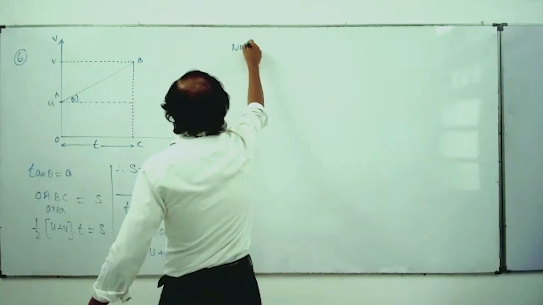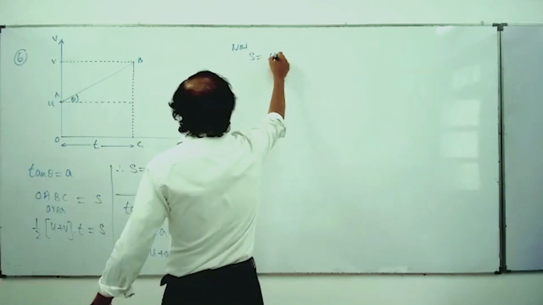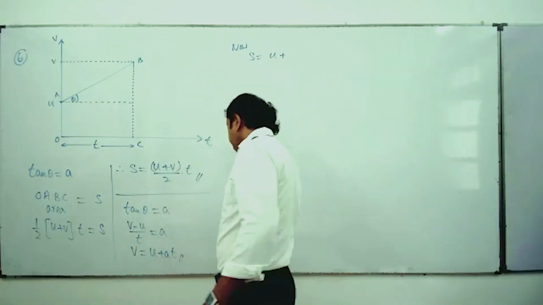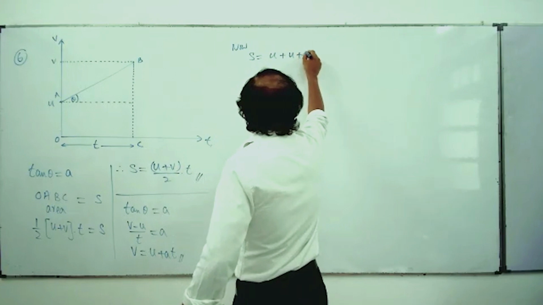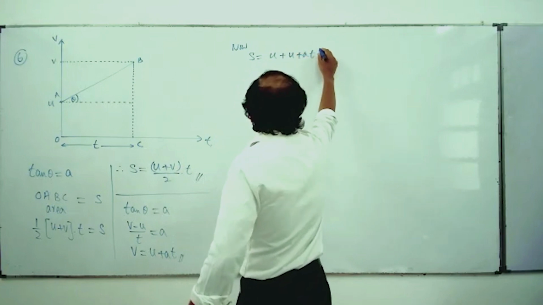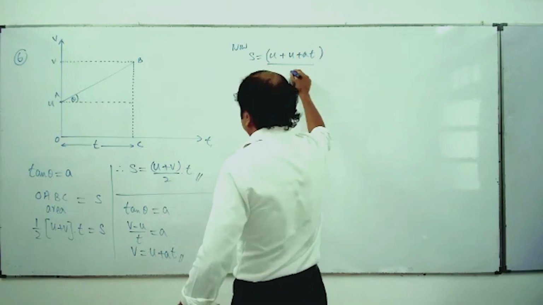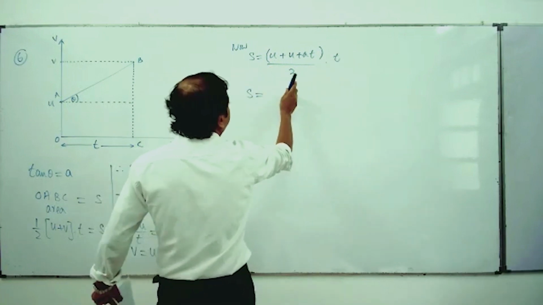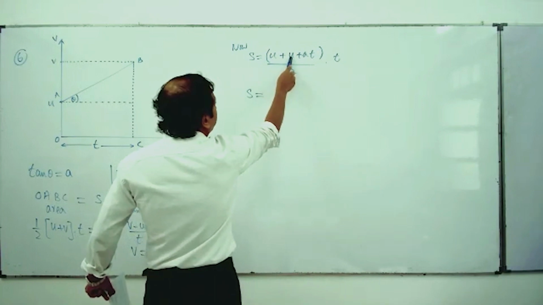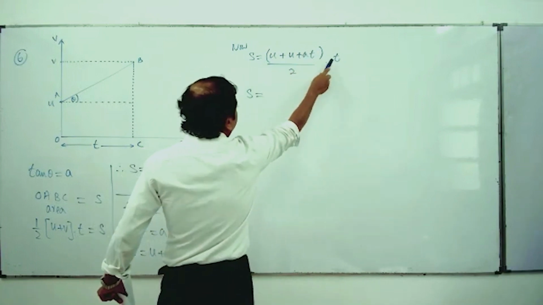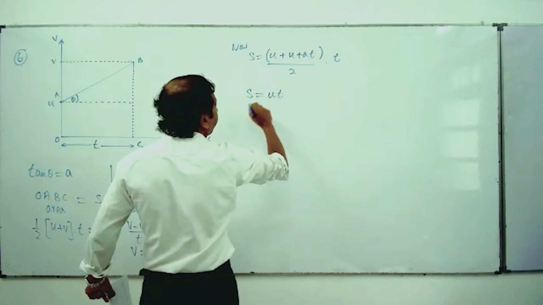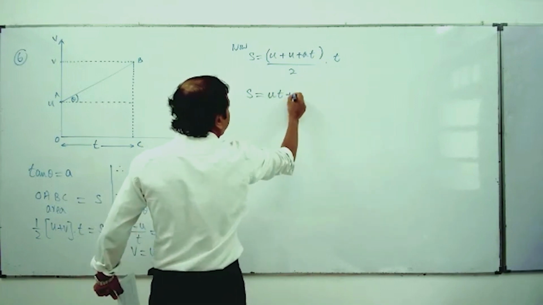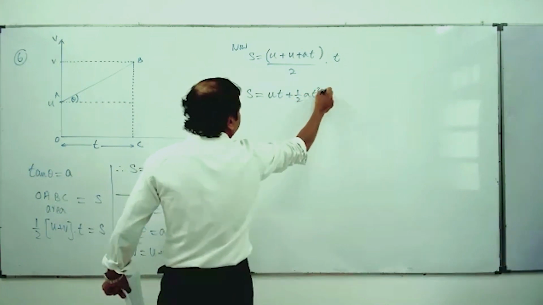Now s equals u plus this v, which we replace by u plus at, divided by 2 times t. Then s equals 2u times t divided by 2, that is ut. Next one, at times t, at squared divided by 2, half at squared. We get it like that.